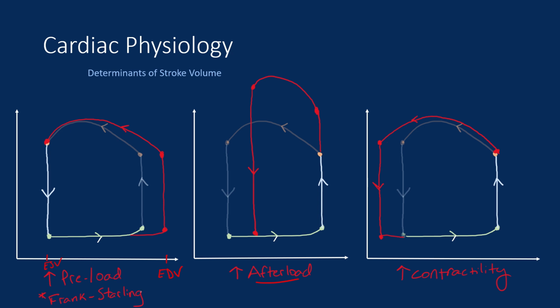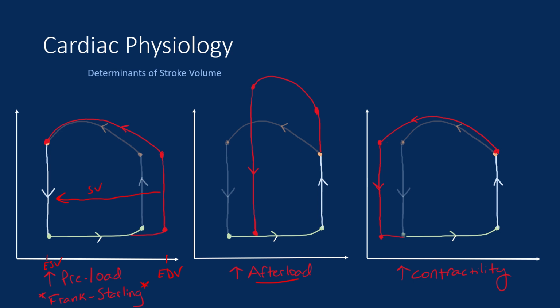And this brings us to a related point, which is called the Frank-Starling mechanism. So the Frank-Starling mechanism states that with an increase in preload, the cardiac myocytes will be stretched to a more optimal length, which will actually lead to an increase in contractility. So end diastolic volume will increase, and due to an increase in contractility, end systolic volume will be unchanged, which will result in a greater stroke volume.